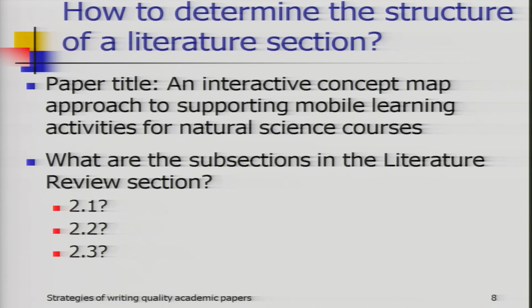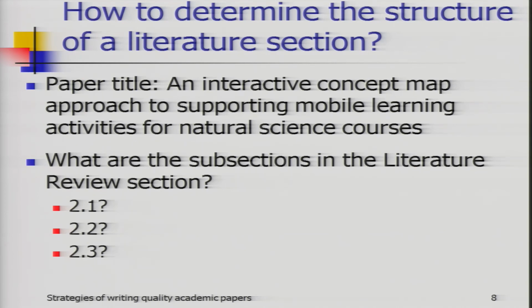As I have mentioned, it's section 2, right? Section 2, literature review. So what is the title? I mean the section heads of section 2.1 and 2.2 and 2.3 or more? Okay, first question. How many subsections should be included in the literature review section for this paper title? How many? 1, 2, 3, 4, 5. How many?